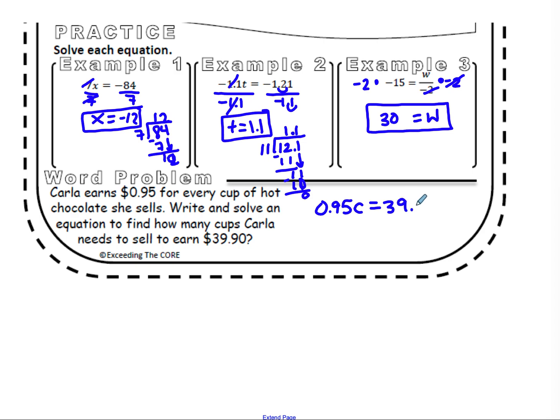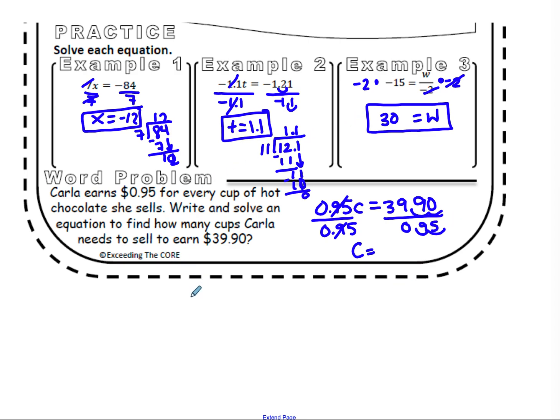And she needs to earn $39.90. Okay, this is multiplication, so we're going to cancel it out with division. We're going to divide over here as well. 95 hundredths divided by 95 hundredths is a positive 1. Here I need to move the decimal place over 2 places. So now I have whole numbers. I have 3,990 divided by 95.